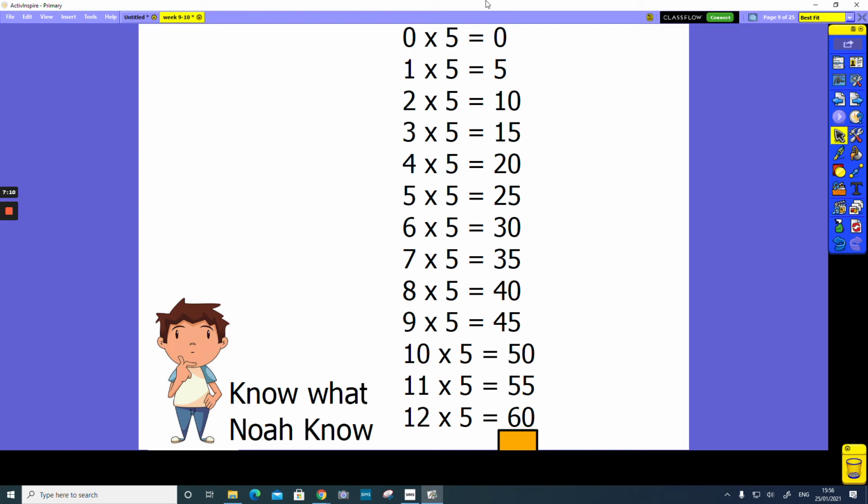60. Have a look. How big is the jump between each of these multiples? 5. The answer to the times table is the multiple. There's a jump of 5 between each answer because we're jumping up in groups of 5.